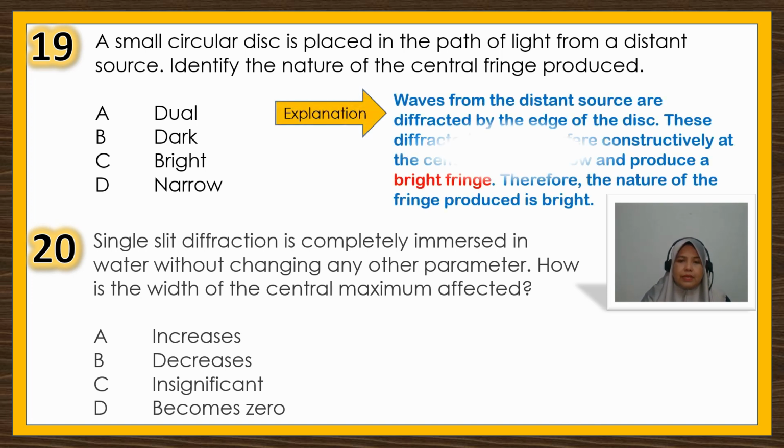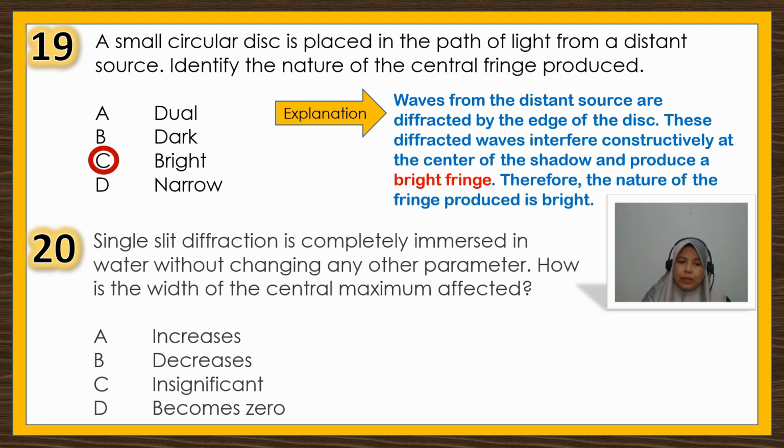To answer this question, take a look at the explanation. Waves from the distant source are diffracted by the edge of the disc. This diffracted wave interferes constructively at the center of the shadow and produces a bright fringe. Therefore, the nature of the fringe produced is bright.